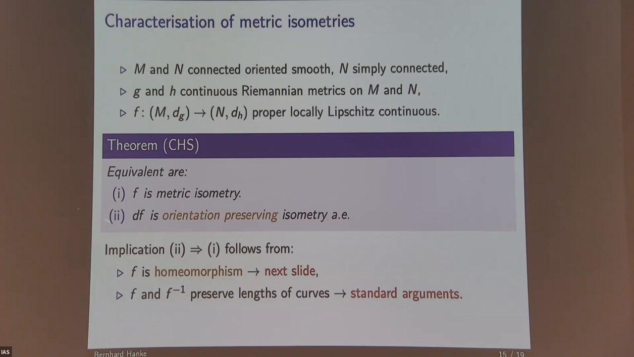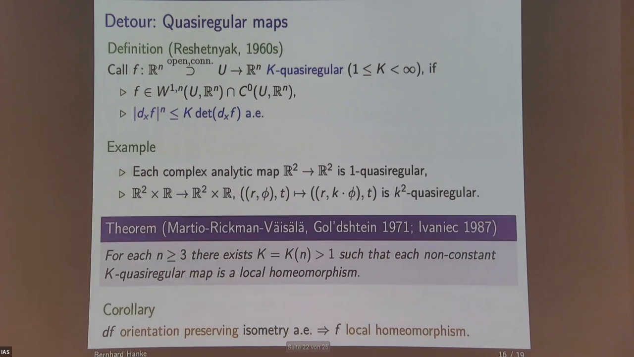Why is this true? Under these assumptions, it turns out that F must be a homeomorphism, and this will be proven on the next slide. Once we know that F is a homeomorphism, then you can use standard length comparison arguments between domain and target to compare these two distance functions. So this is fine, but we have to somehow prove that F is a homeomorphism, and this uses the theory of quasi-regular maps.